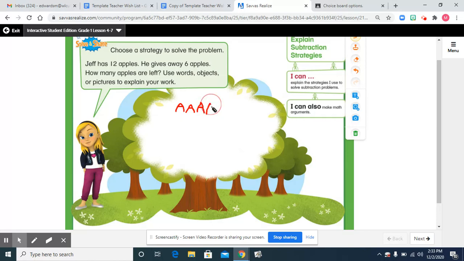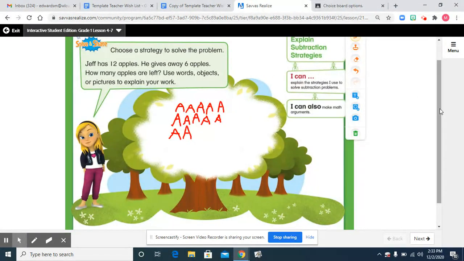3, 4, 5, 6, 7, 8, 9, 10, 11, and 12. Now it says he gives away 6 apples.